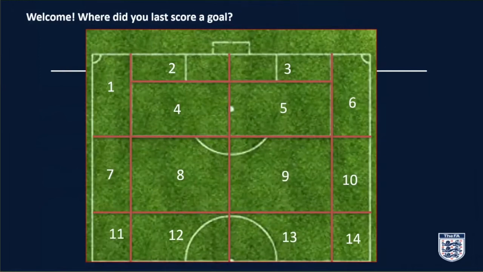So what we've put together here is a little bit of interaction for you guys. If you use the chat function for us in a minute, just for a couple of minutes, if you're on your laptop, if you're not just listening, we just want to see where you scored your last goal from. So we've cut the pitch up there. We've got half a pitch. Apologies, there should have been a 15 for any David Beckhams out there scoring in their own half. But we've got 14 zones on the pitch. If you could just put a number in your chat as to where you last scored a goal from, then we'll come back and we'll use that area a little bit later on in the presentation.